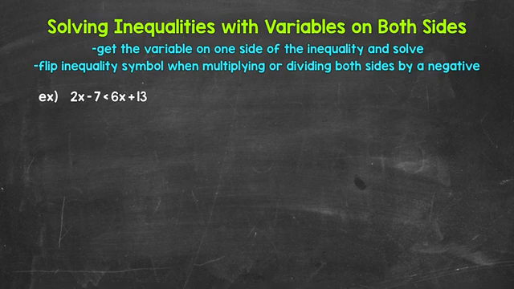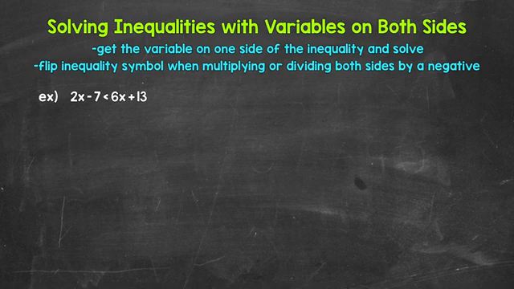We have 2x minus 7 is less than 6x plus 13. The first thing that we need to do here is get the variable on one side of the inequality. So either the left side or the right side. Now really, either side will work. We will end up with the same answer either way. And we're actually going to do it both ways for this example to show how they both work. The first way, we're going to look to avoid a negative coefficient. So we're avoiding a negative number in front of the x.